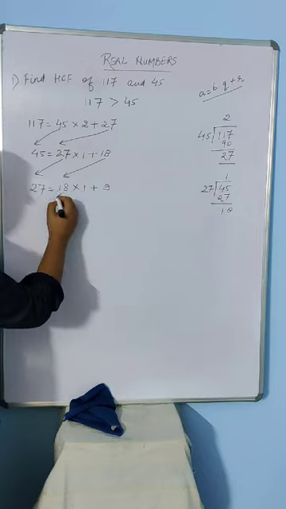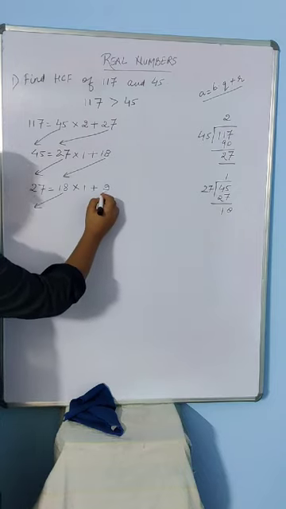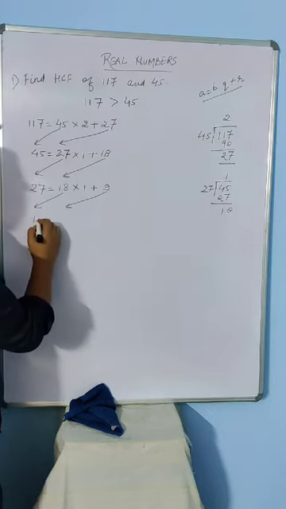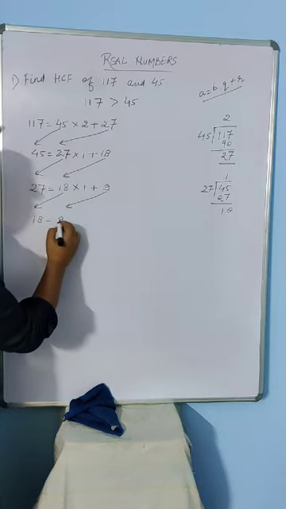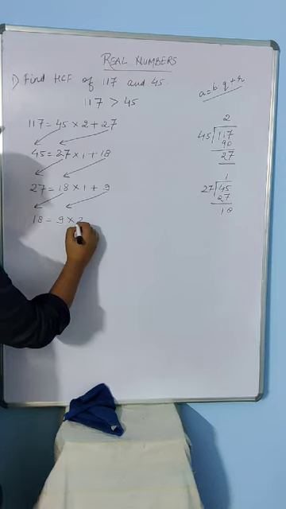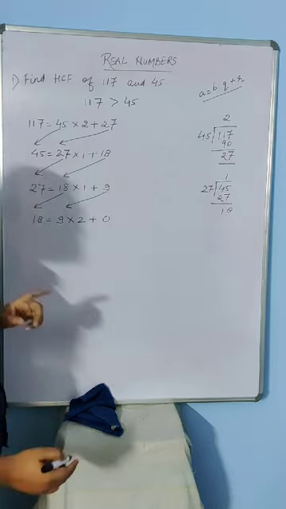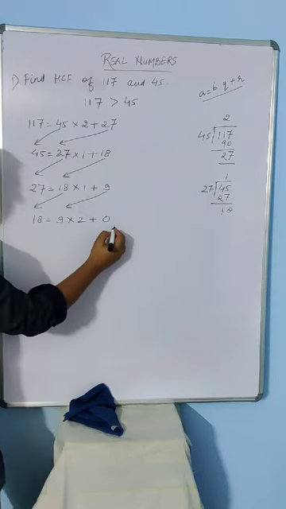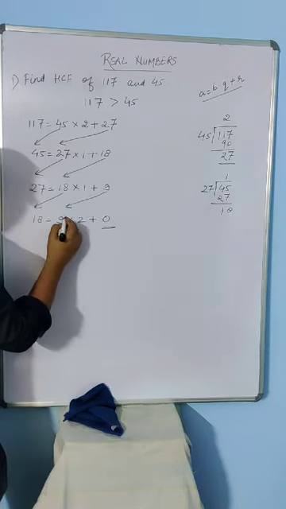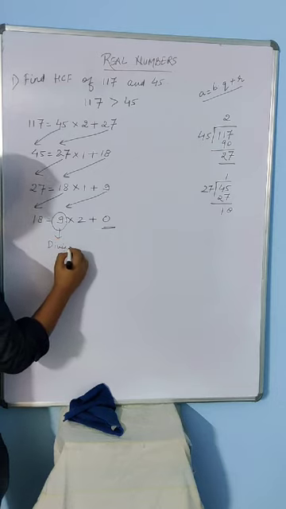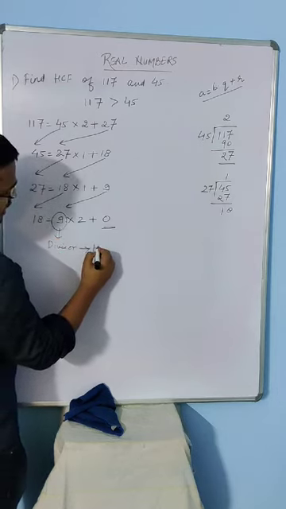Now again the same step, the divisor becomes the dividend and the remainder becomes the divisor. So 18 divided by 9. Since 9 2's are 18, it is perfectly divisible, so the remainder becomes 0. And the step at which the remainder becomes 0, the divisor at that step is your HCF.